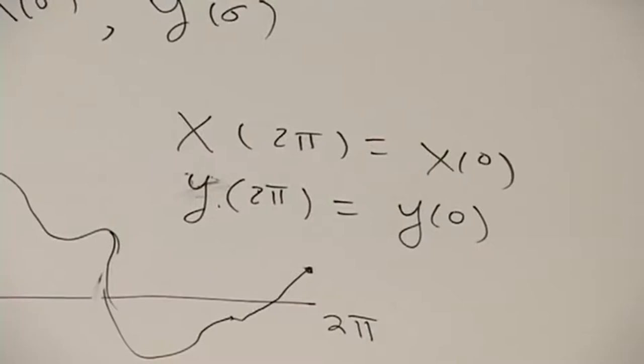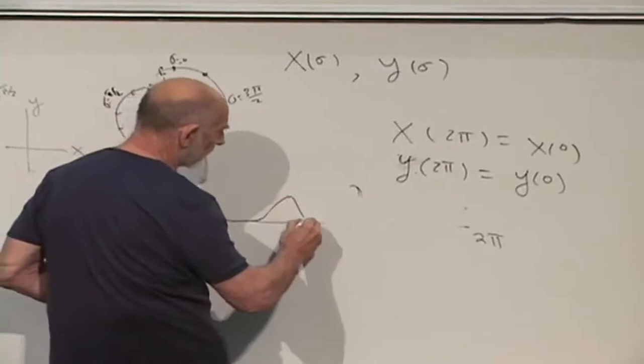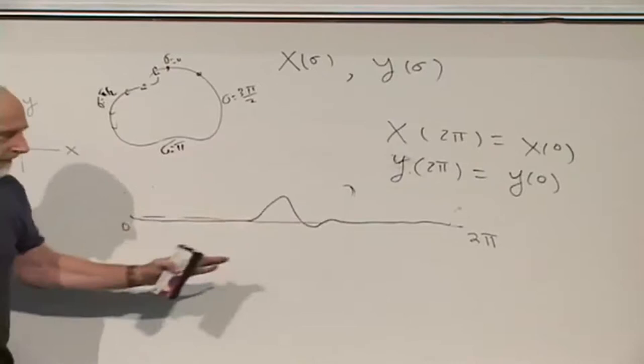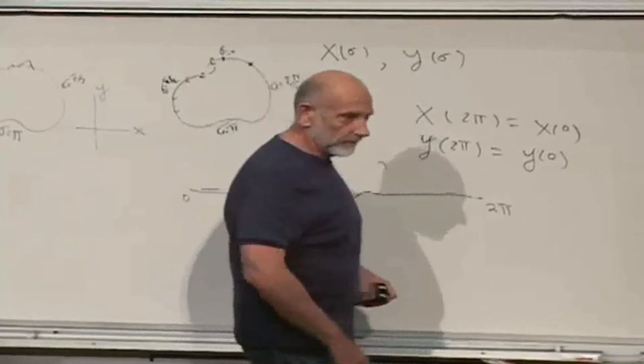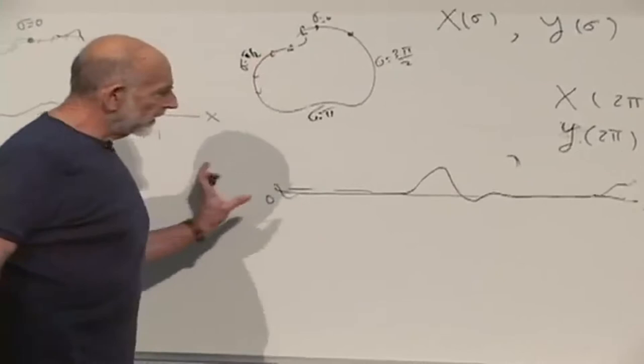Let's start with the string just being flat and having a little wiggle in it. The wiggle can move to the left or it can move to the right. If it moves to the right, that's the sense of increasing sigma. It moves to the right, that's a right moving wave. What happens when it gets to the end of the string? It just reappears at the other end. So it might fall off the end over here, and you'd pick it up over here. And it just would continue to circulate around and around the string.